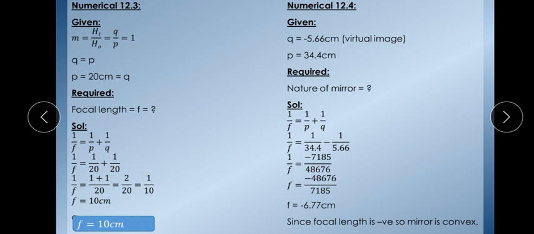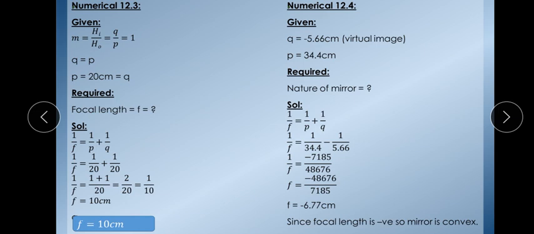We will take the common factor, then it will become 1 plus 1 by 20, which is equal to 2 by 20, and it will become 1 by 10. So we will take the reciprocal on both sides. It will become f, instead of 1 over f, is equal to 10 centimeter.